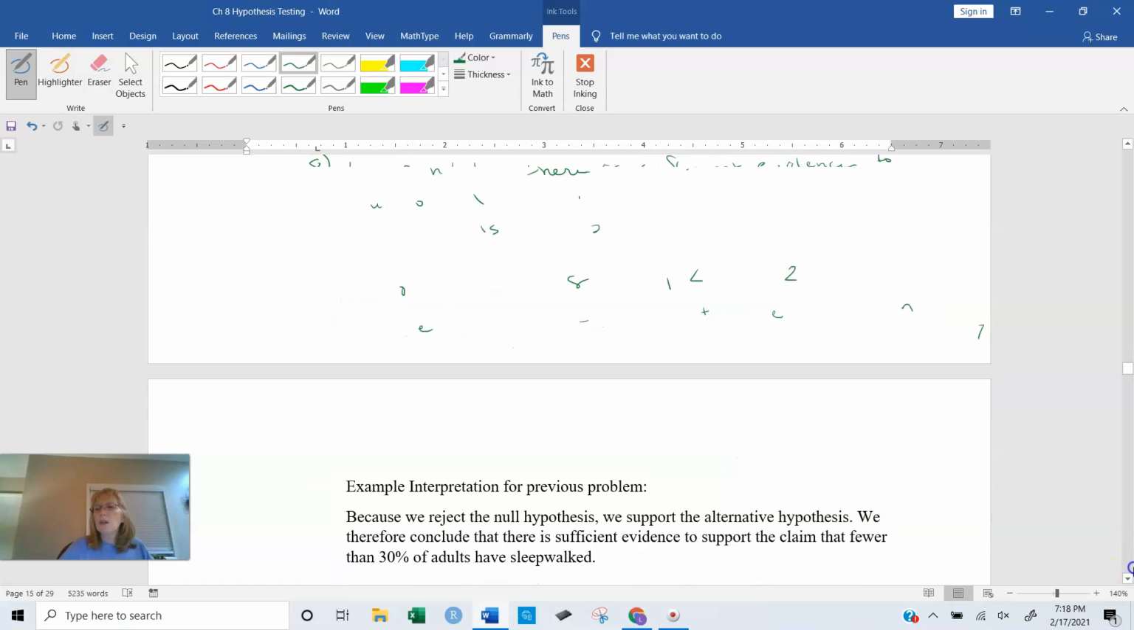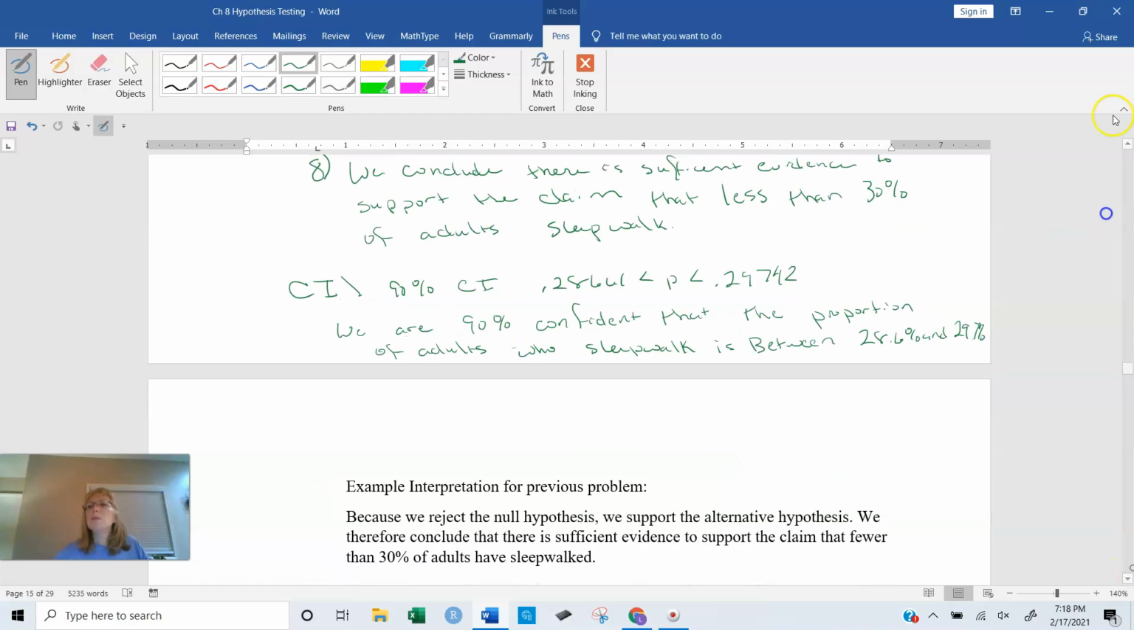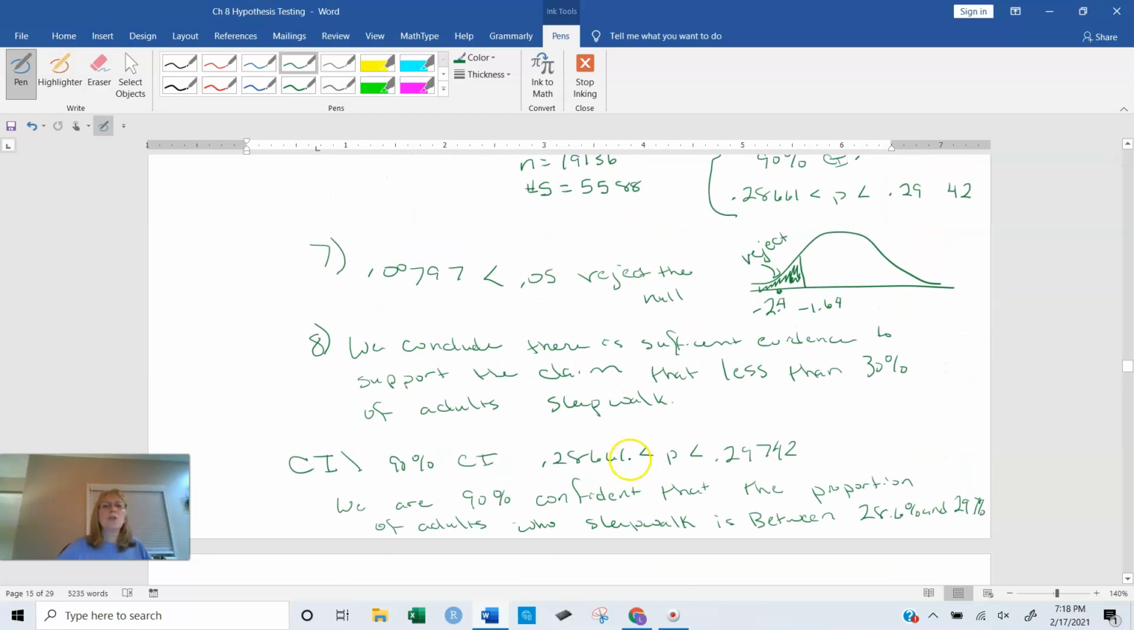Now when you look at this, you look at your p-value, which is 0.00797, which is less than 0.05, which says we reject the null. We can also use our critical value. We had negative 1.69, and the negative 2.4 was in the rejection region. This is the critical one, and this one here is the p-value. We need to use both just to check ourselves. So we conclude there's sufficient evidence to support the claim that less than 30% of adults sleepwalk.